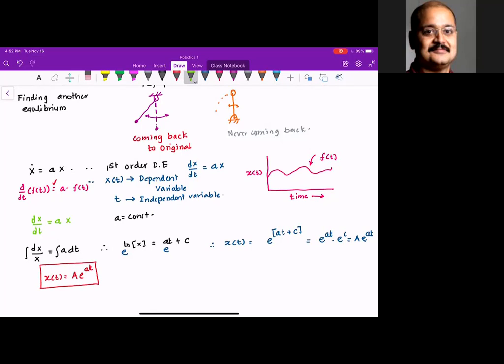Now, if you want to check if the solution that we obtained here is indeed the solution or not, then what we should do is we should substitute that in equation 1. What is the derivative of A e to the power at? It is small a, capital A, e to the power at, that you get on the left hand side. And on the right hand side, you have a times A e to the power at. So your left hand side is equal to right hand side. So this indeed is the solution of the differential equation. Everyone understood this?